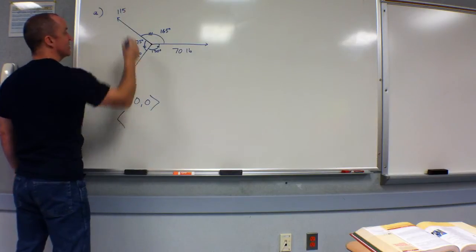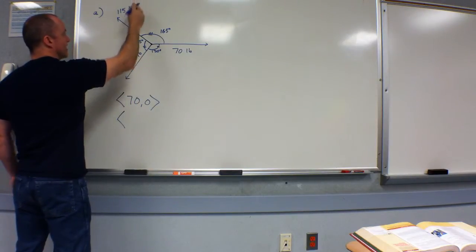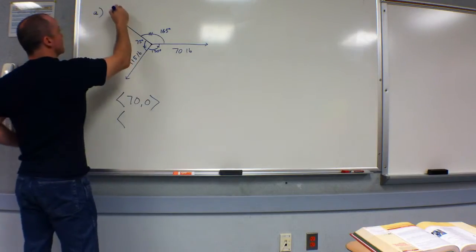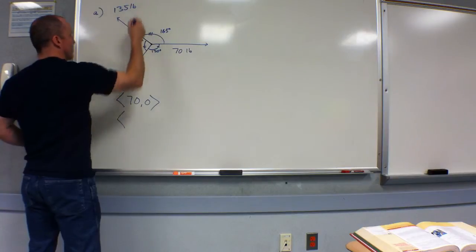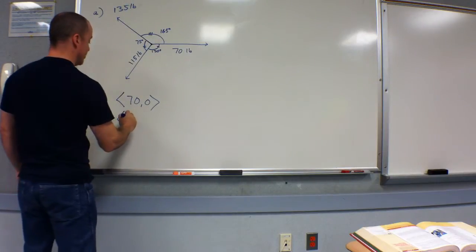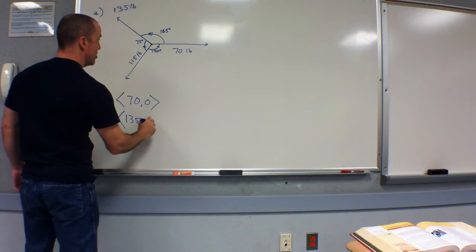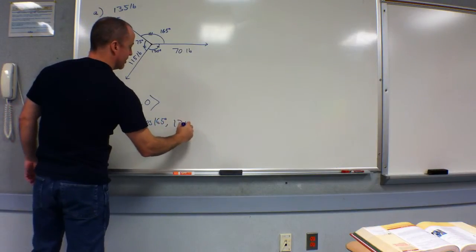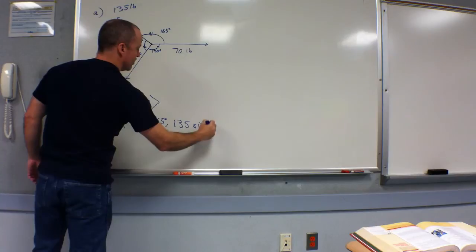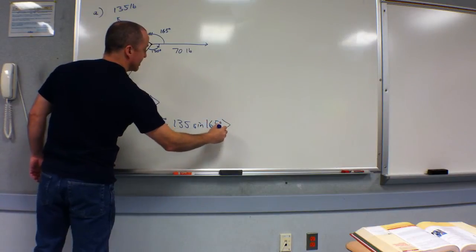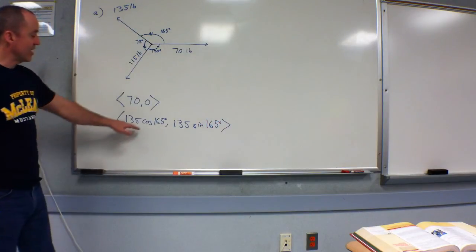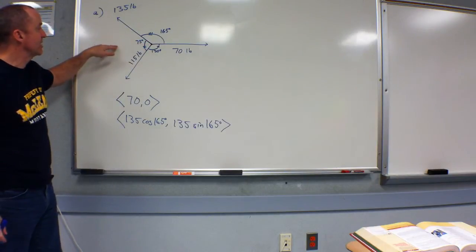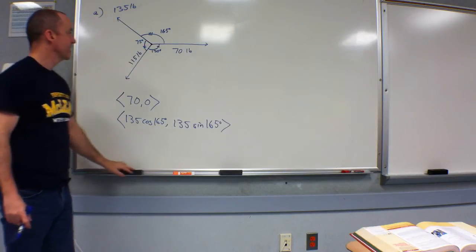It's 115 pounds, not degrees. No, that's the 135 pound one. I totally mislabeled that. This is the 135 pound force. So that's going to be 135 cosine 165 degrees, comma, 135 sine 165 degrees. By putting in 165, it'll automatically make the x component negative, and sine 165 will still be positive.